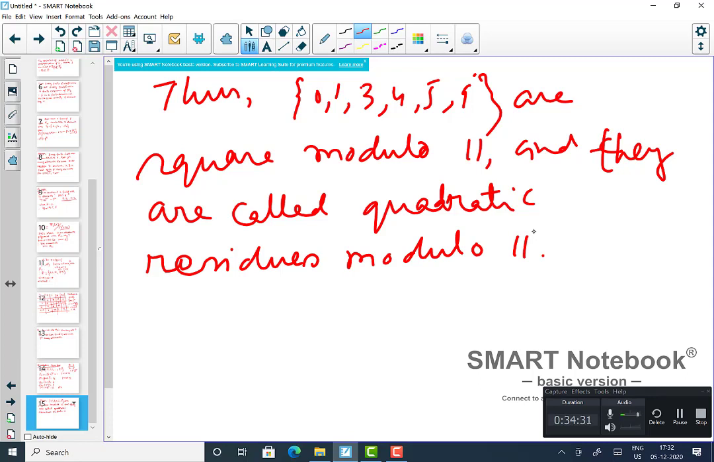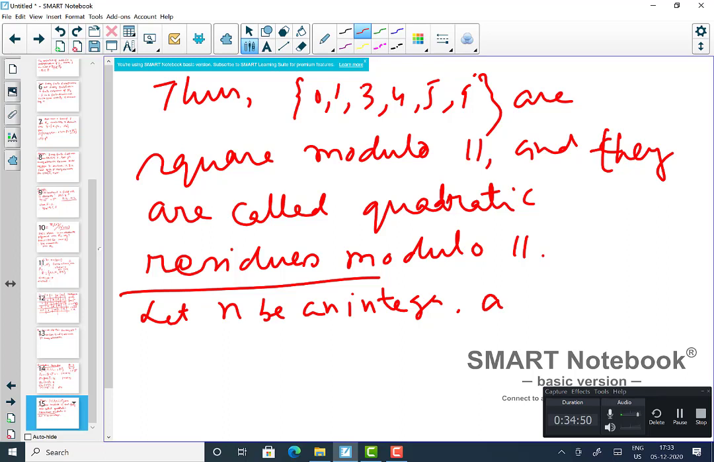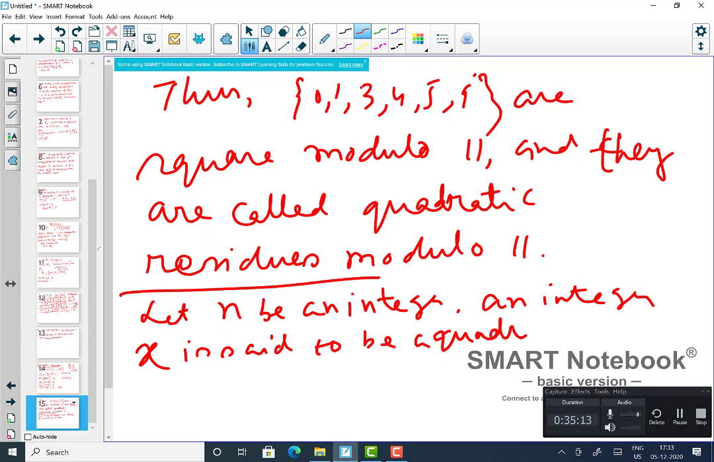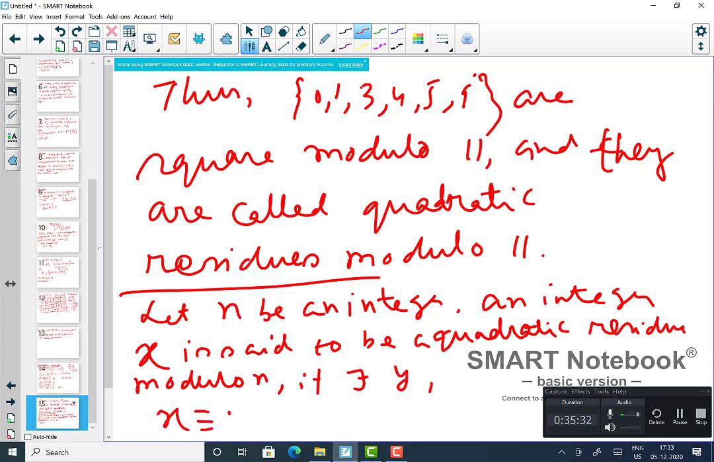So there is nothing special about 11. This is true for any integer. For every integer, you can find out these things. Okay. So in general, what do you say? Let n be an integer. An integer x is said to be a quadratic residue modulo n if there exists an integer y such that x is congruent to y square mod n. Then x is called a quadratic residue mod n. Okay.